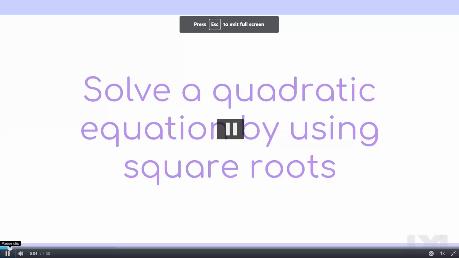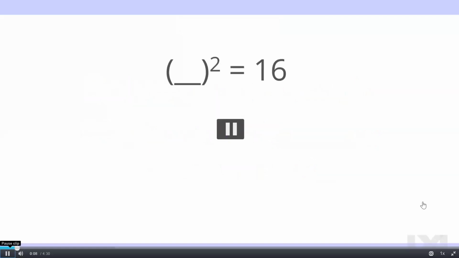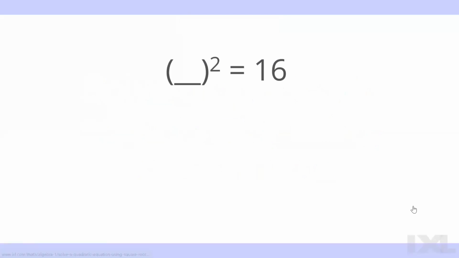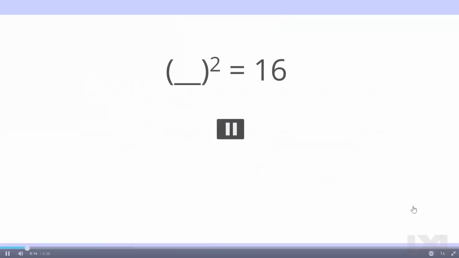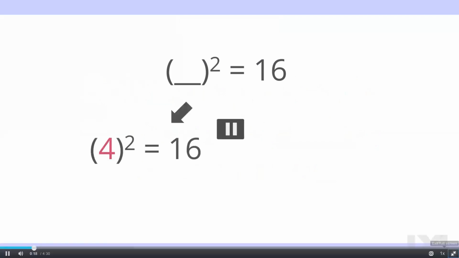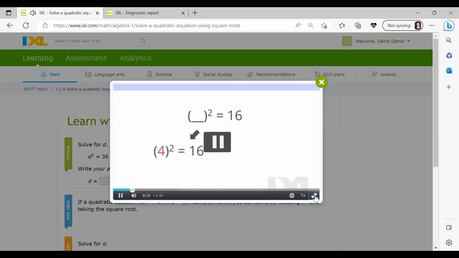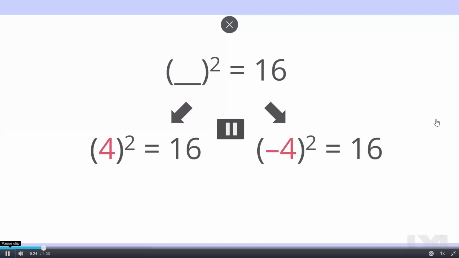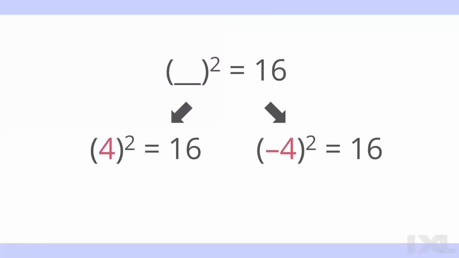Today we're going to be learning how to solve a quadratic equation by using square roots. Let's start by filling in the blank here. Blank squared equals 16. Let's think about that. What number squared gives us 16? 4 squared equals 16. Are there any other numbers that, when squared, equals 16? We can also square negative 4 to get 16, since negative 4 times negative 4 equals positive 16. So there are two numbers that can fill in the blank here, positive 4 and negative 4.